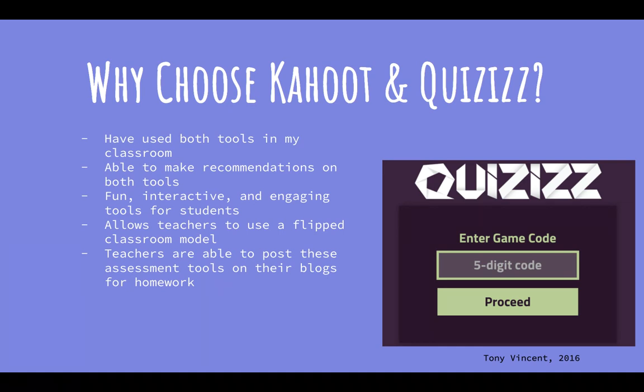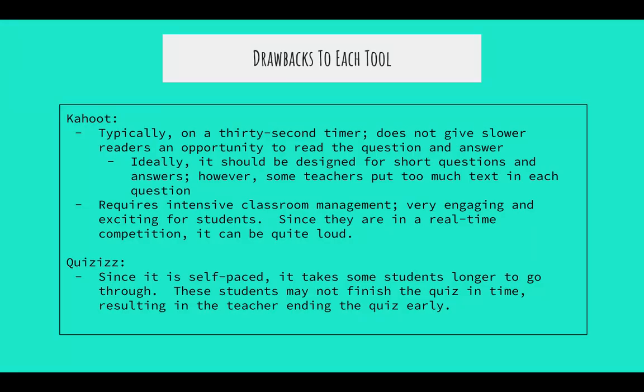And another benefit to both of these is that teachers can post the Kahoot and Quizizz on their blogs and assign them as homework or as extra practice. Both have drawbacks. Kahoot's on a 30-second timer. It doesn't really give slower readers the opportunity to read the question and answer. And if teachers put too many words in and they don't shorten the questions, then it's very difficult for slower readers to be able to answer the questions in time.